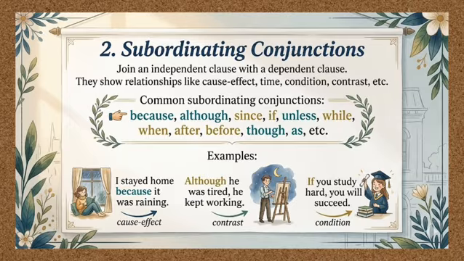Now let us discuss some examples. So the first example says, I stayed home because it was raining. So here because is a subordinating conjunction because it shows the cause and effect. The second example, although he was tired, he kept working. So here although represents the contrast. The third example, if you study hard, you will succeed. So here if, the subordinating conjunction, represents the condition.